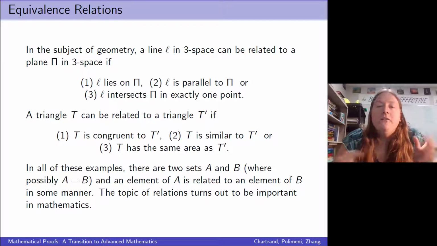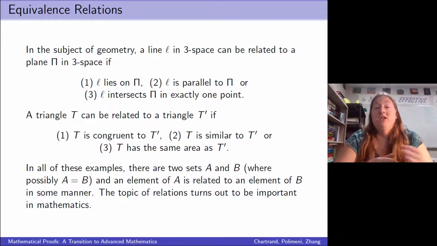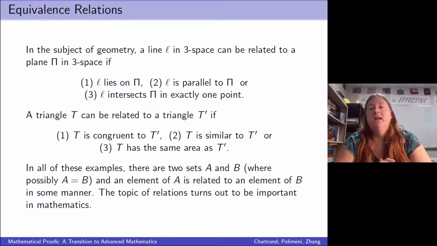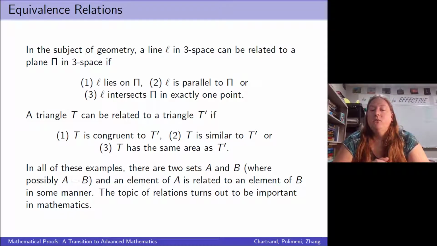So in all of these examples, the common thread is we have two sets, A and B. They might be the same set, like we might just have triangles as our set, or we might have lines in 3-space and planes in 3-space, two separate sets. But we've got two sets, and we're taking an element of one of the sets, and we're saying that it's related to another element in the other set in some kind of manner, right?